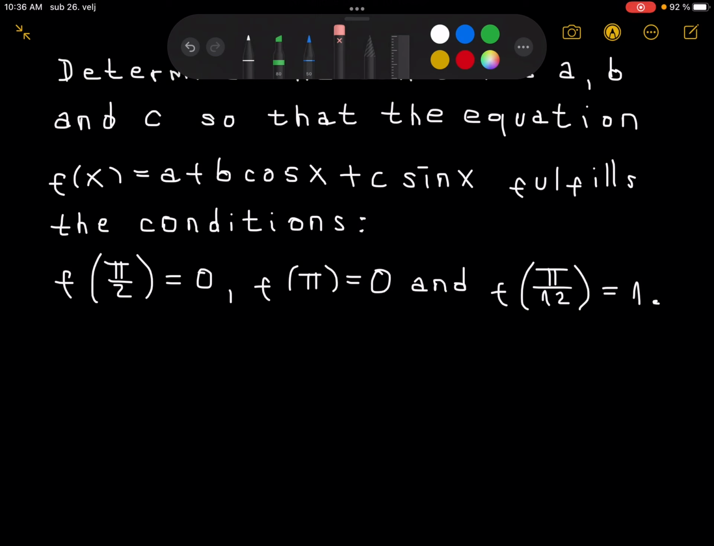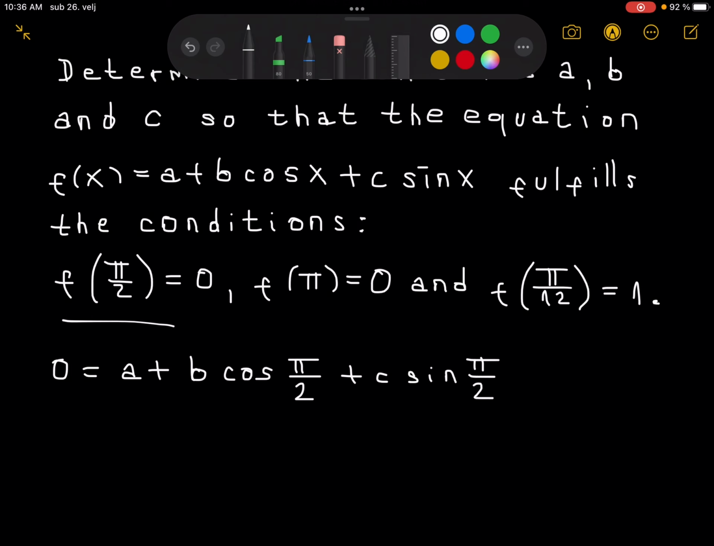So instead of f of x, let's do this one first. We'll write 0 is equal to a plus b times cosine of pi over 2 plus c times the sine of pi over 2. Let's calculate this real quickly. The cosine of pi over 2 is equal to 0. The sine of pi over 2 is equal to 1. So this whole equation becomes 0 is equal to a plus c. And I'm just going to write that down.